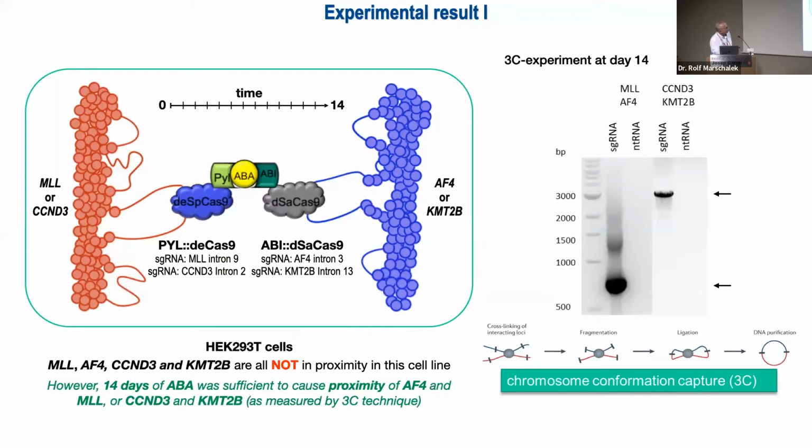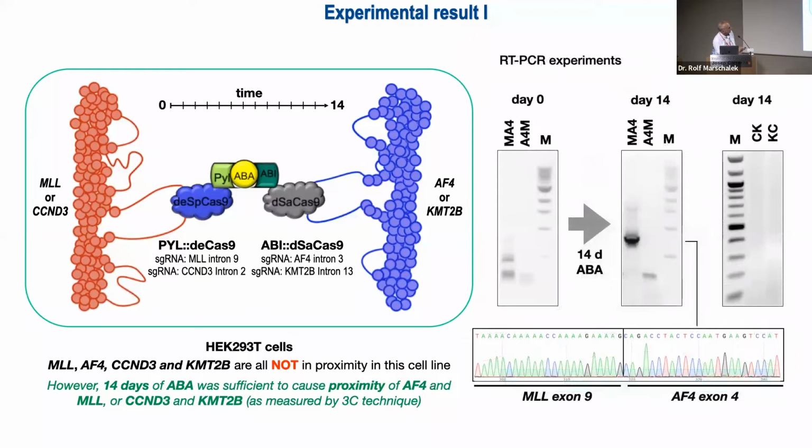3C experiments is just a chromosome conformation capture technique. They really can demonstrate after 14 days that now chromosome 11 and chromosome 4 are near to each other, by giving this PCR fragment. And the same happened for cyclin D3 and MLL2, as you can see here from this band. So 14 days of this technical trick brings in the interphase nucleus the chromosomes together. What is happening? What is the consequence? If you look for MLL-A4 fusions, you see nothing on day 0, but you see the band coming up after 14 days. So just bringing these two genes in proximity causes a transcript which is trans-spliced between MLL and A4.